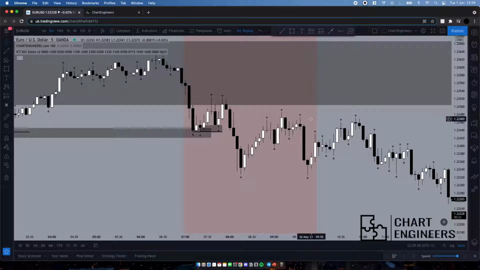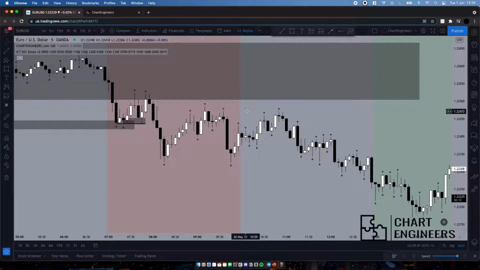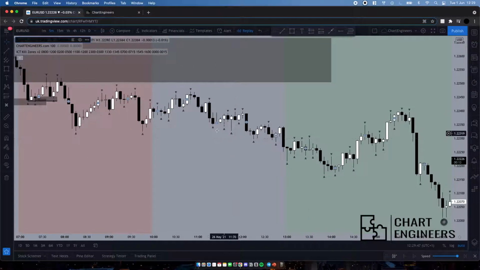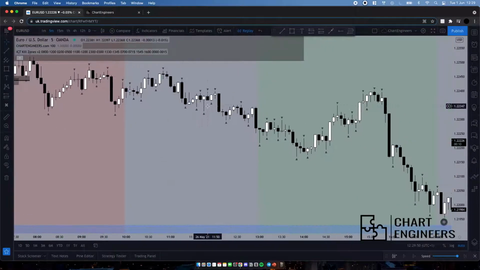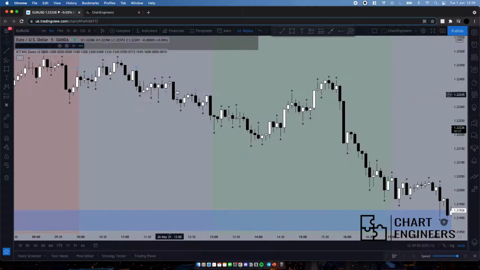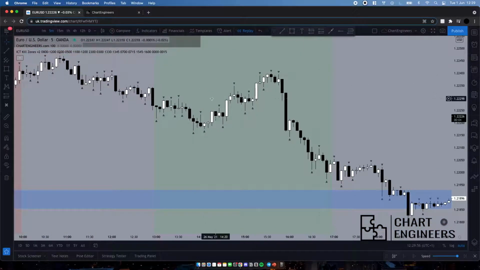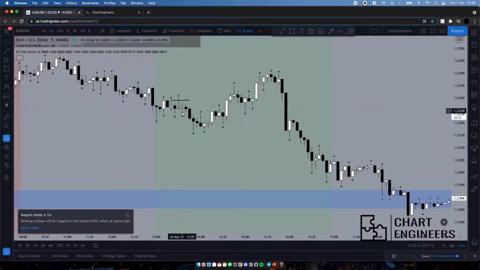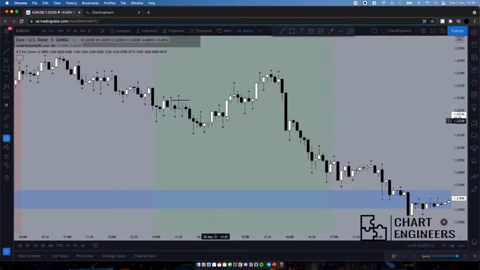So no raid over here, no raid over here, no raid. Got a raid over here, but this is outside of session times. I wouldn't have used that, so I'm not really counting it. Then back at New York, you have a raid over here, and that's most likely a stop out. Yeah, so this would have been a loss over here, because your MSB would have been here or wherever on the M1, and price came back. You would have got stopped out, but let's just see.